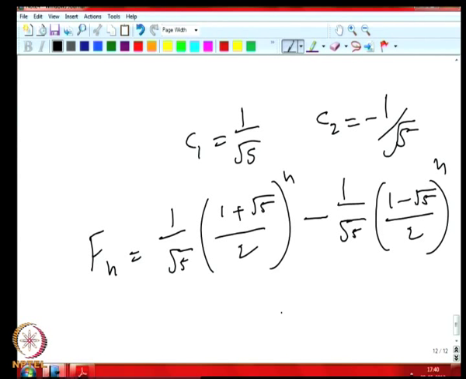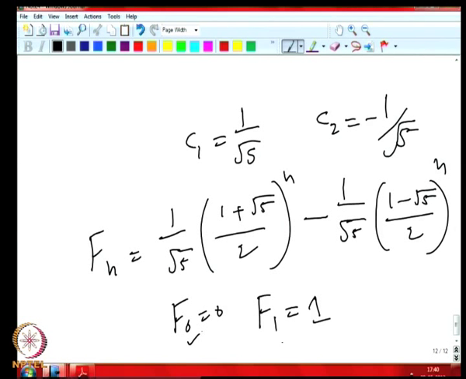The good thing here is when I put n equal to 0, I get the correct value, F0 will be equal to 0. That is the way I have adjusted C1 and C2. Similarly, when I put n equal to 1, I will get F1 equal to 1. I could have selected C1 and C2 as anything, but because there are two initial values to be met, I carefully selected C1 and C2 so that those things are met.